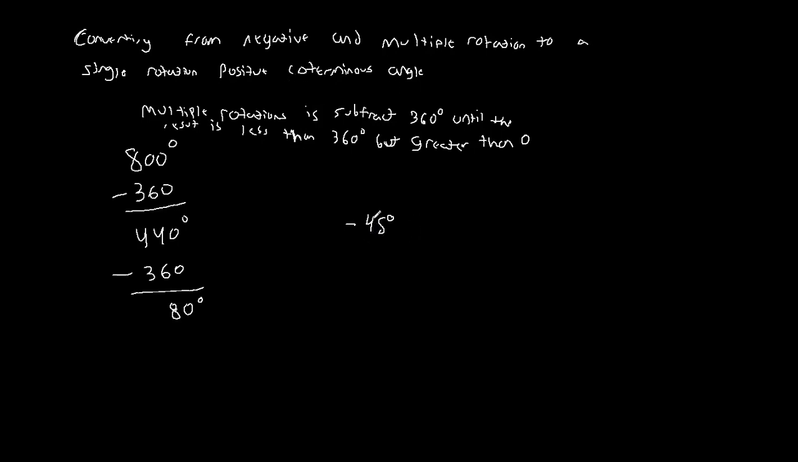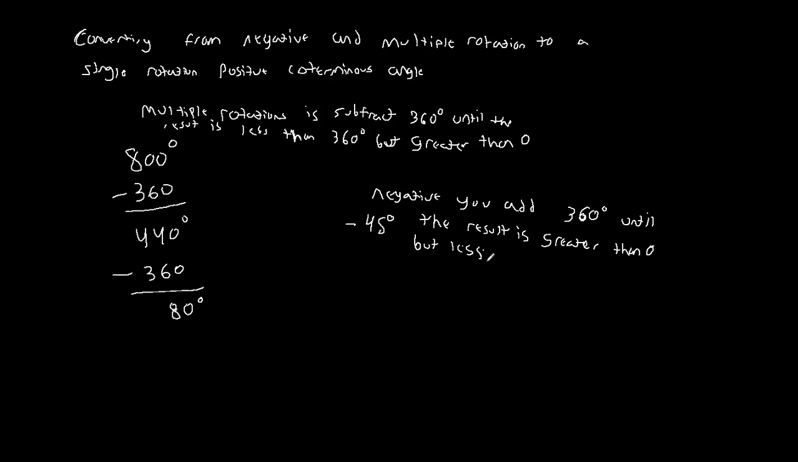Well, in this case, right, negative angles, and this includes negative multiple rotations, right? Instead of subtracting, you add 360 degrees until the result is greater than 0, but less than 360, right? So we're kind of doing the opposite, right? With positive multiple rotations, we were subtracting until we went between 360 and 0. With negative numbers, and again, this could include multiple rotations, you add 360 until you're between 0 and 360.